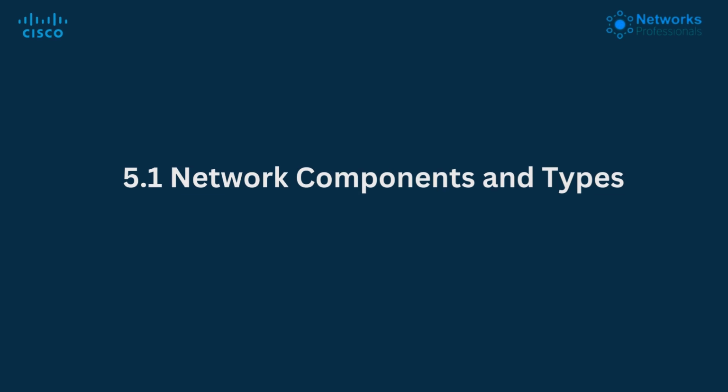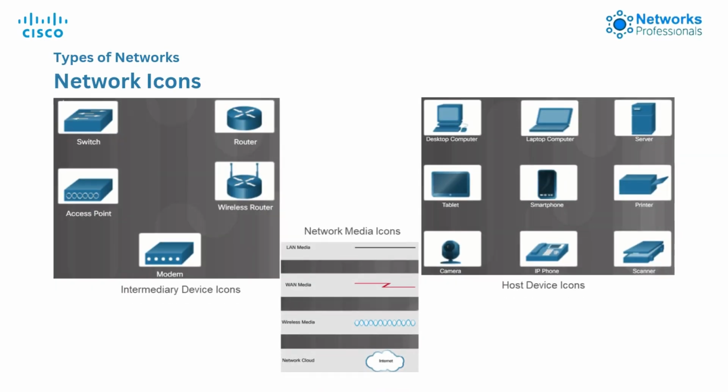Our first topic is network components and types. Types of networks. Network icons. Discussion. When learning about types of networks, it's also important to understand how different components are visually represented using network icons. These icons help describe the structure and elements of a network in diagrams or maps.